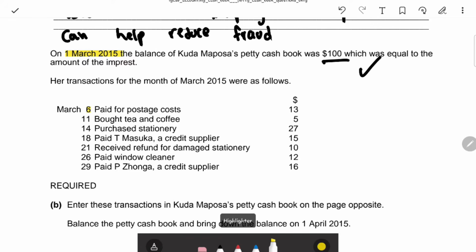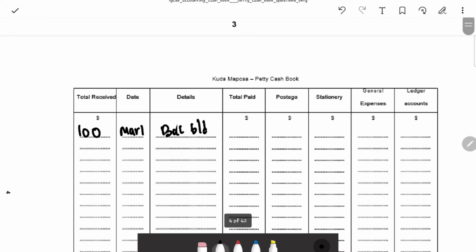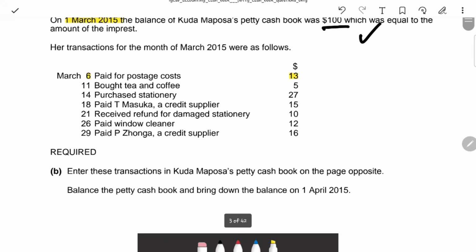So the first transaction is on March 6th. It's telling us we are paying $13 to the postage. So you write on March 6th, postage here, and then you post the payment. You write $13 in the total paid right here, and also in the postage because that's postage. Just like that you have to do for all transactions. It's quite simple.